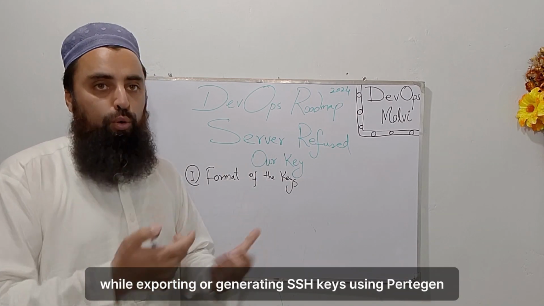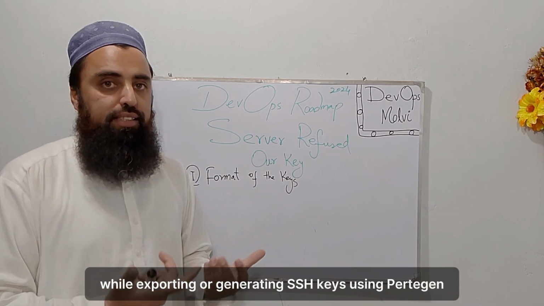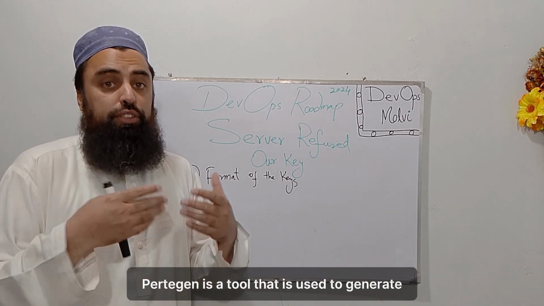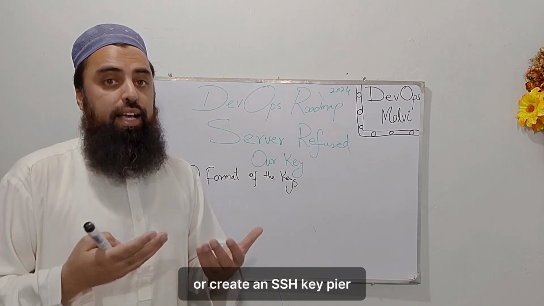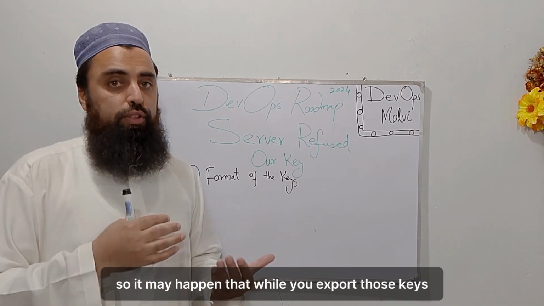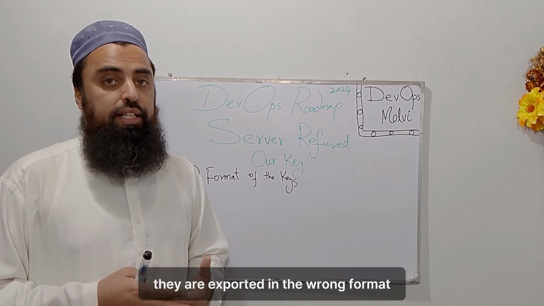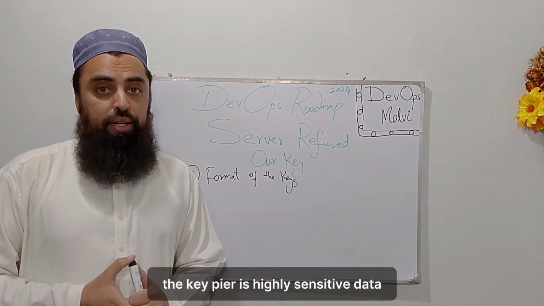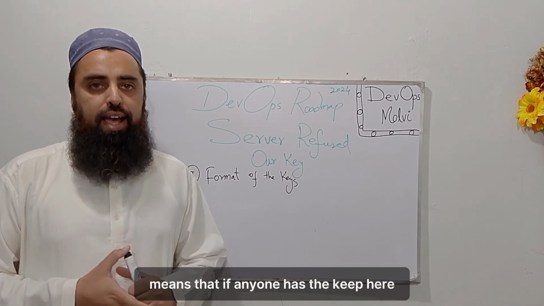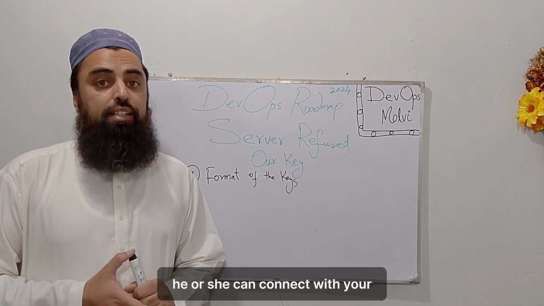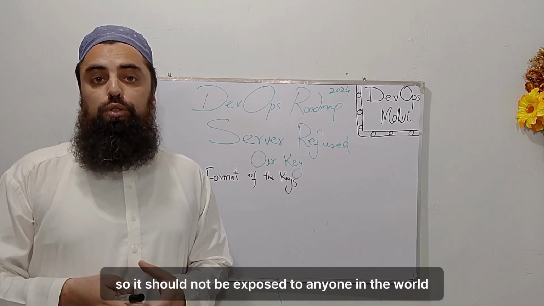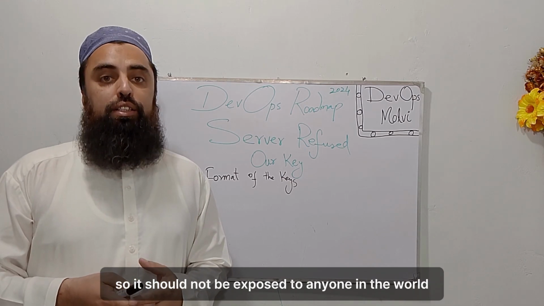PuTTYgen is a tool that is used to generate or create an SSH key pair. So it may happen that while you export or generate those keys, they are exported in the wrong format. The key pair is highly sensitive data. It means that if anyone has the key pair, he or she can connect with your VM. A key pair is really sensitive data, so it should not be exposed to anyone in the world.